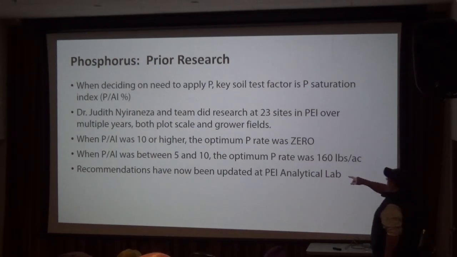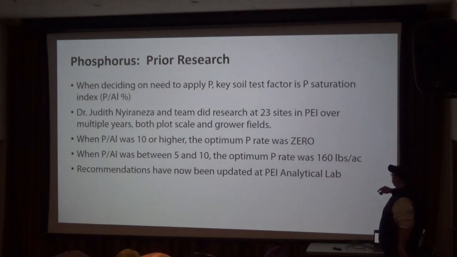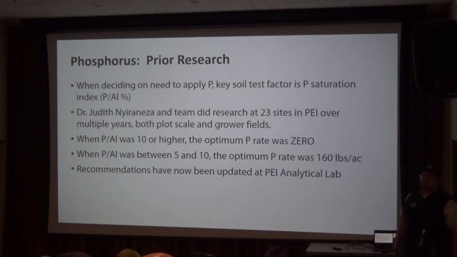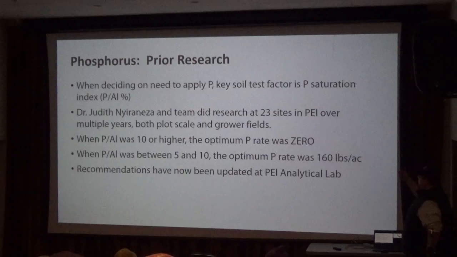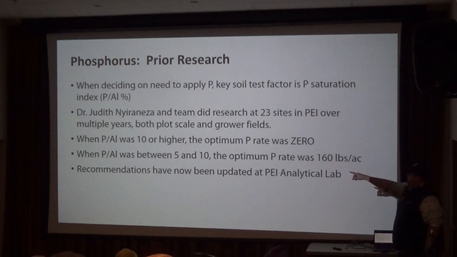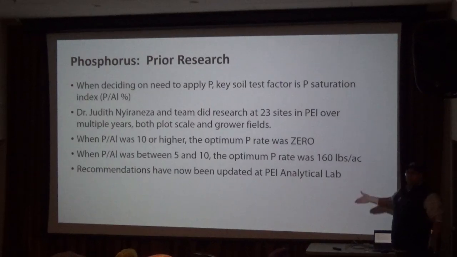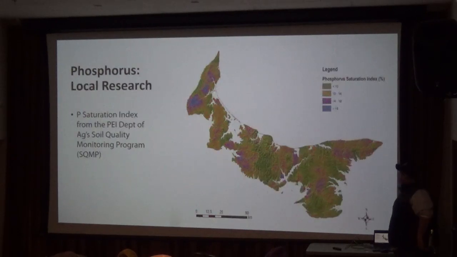When the index was lower, between 5 and 10, then the optimum rate was 160, which is more similar to the rate people are using. That makes sense because there's probably more P tie-up. Those 5 to 10 fields are probably more acidic. There's probably high aluminum, or maybe they're low in P. So they used this information to update the recommendations at the analytical lab. That's already built into the recommendations that come from the lab.